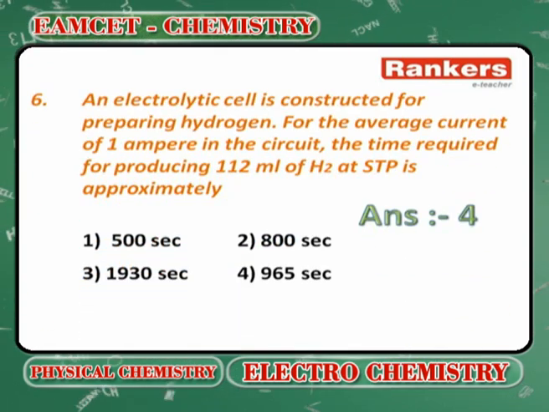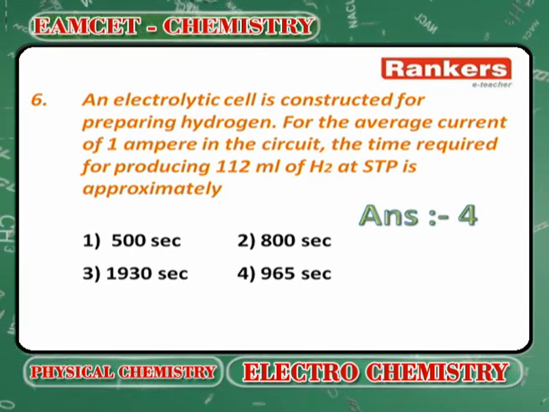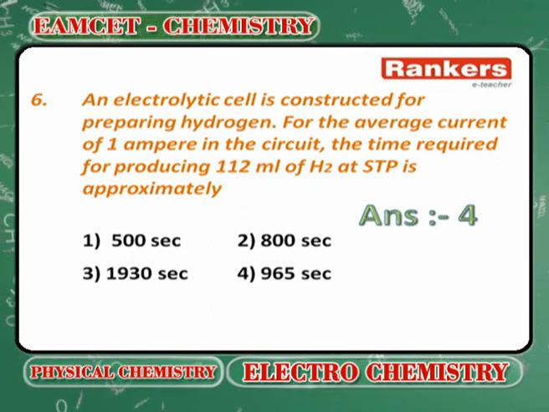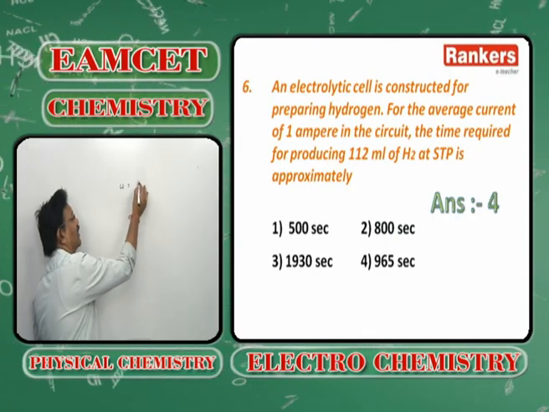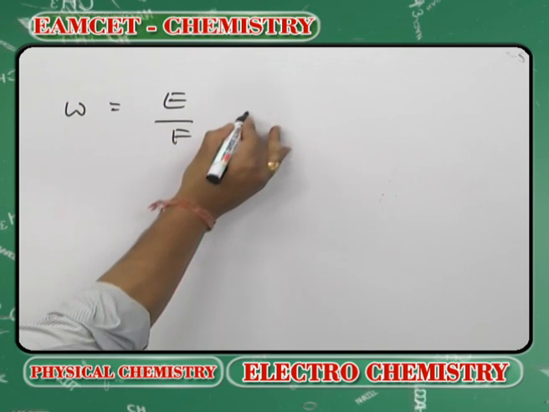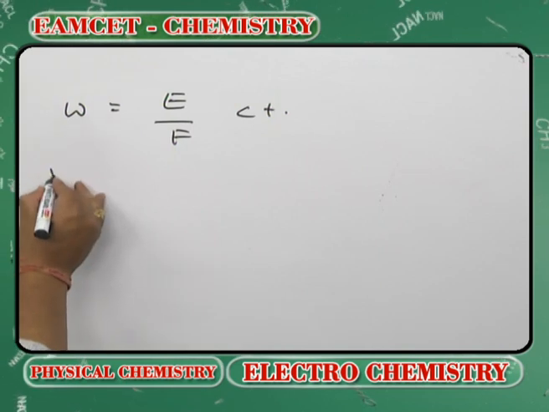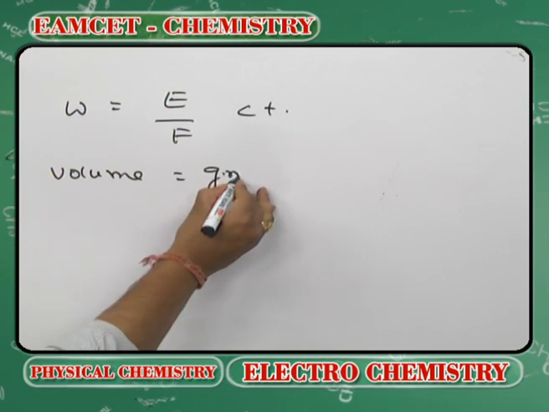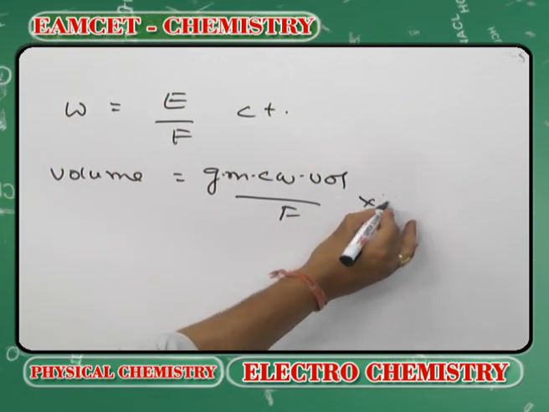Next, an electrolytic cell is constructed for preparing hydrogen with an average current of 1 ampere in the circuit. What is the time required for producing 112 ml of the hydrogen at STP? What is the normal formula for the first law of Faraday? W is equal to E by F CT. When volume is given, volume at STP is equal to gram equivalent volume by F into C into T.